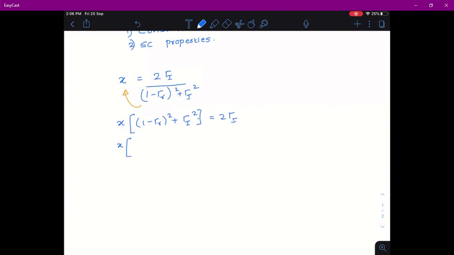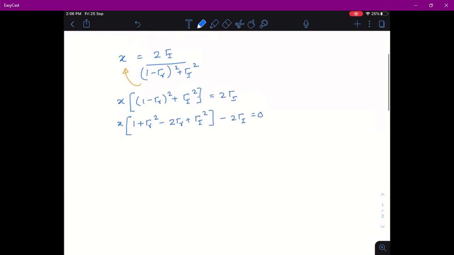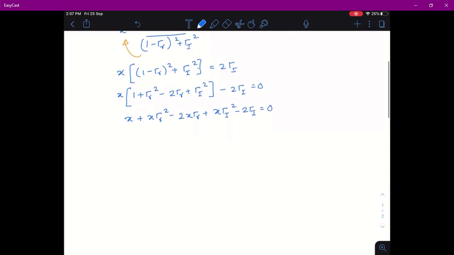So, this is x into (1 plus tau r square minus 2 tau r plus tau I square) minus 2 tau I is equal to 0. I just brought RHS to the LHS. Let us take x inside. So, this is x plus x tau r square minus 2 x tau r plus x tau I square minus 2 tau I is equal to 0. Okay.